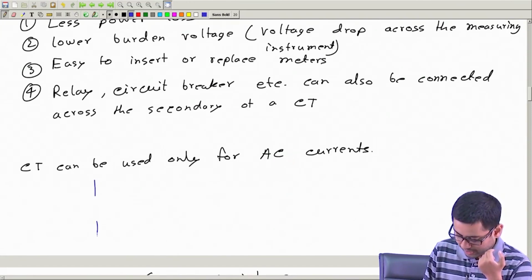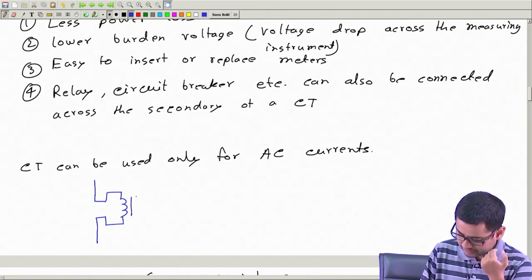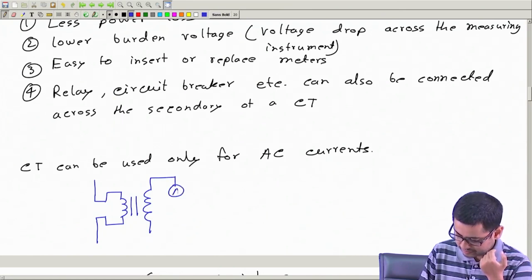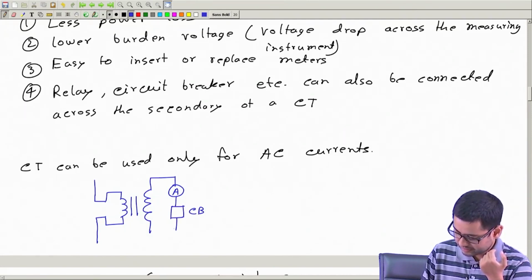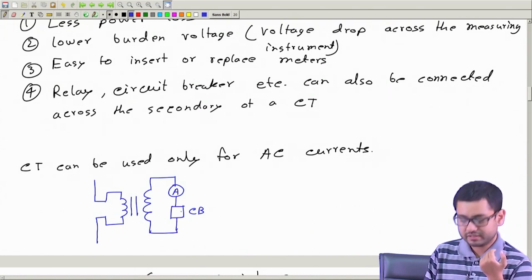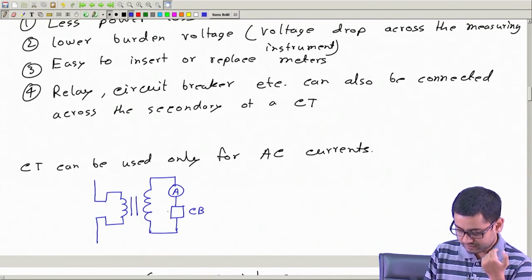So, if this is the power line, then let this be the primary side of the CT. You may connect multiple equipments like an ammeter, which will display you the current. You may connect, say, a relay or circuit breaker, all across the secondary of the CT. So, this is the CT.